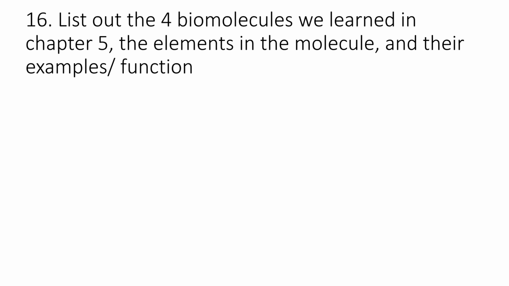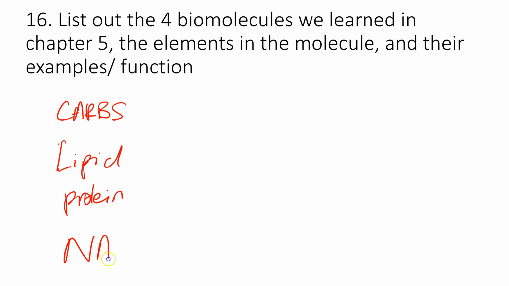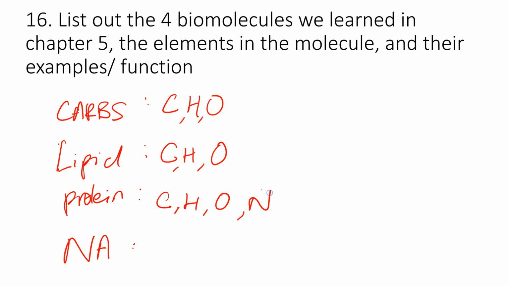The biomolecules that we learn are these 4, right? Carbs, lipid, protein, and nucleic acid. And we learn about the CHO-CHON-CHONPS, which means carbs are made up of carbon, hydrogen, and oxygen. Lipid is also made up of carbon, hydrogen, and oxygen. Protein is made up of carbon, hydrogen, oxygen, and nitrogen. And nucleic acid is made up of carbon, hydrogen, oxygen, nitrogen, phosphorus, and sulfur.